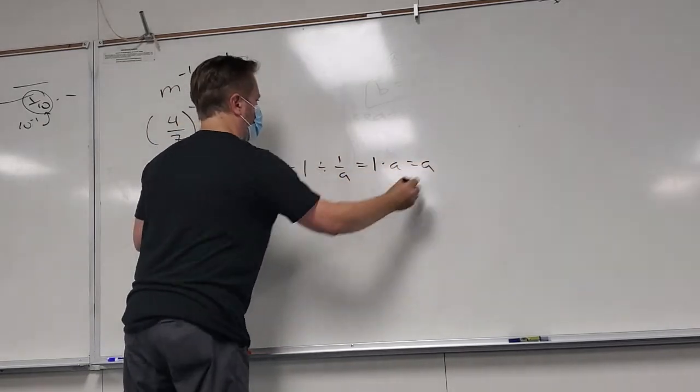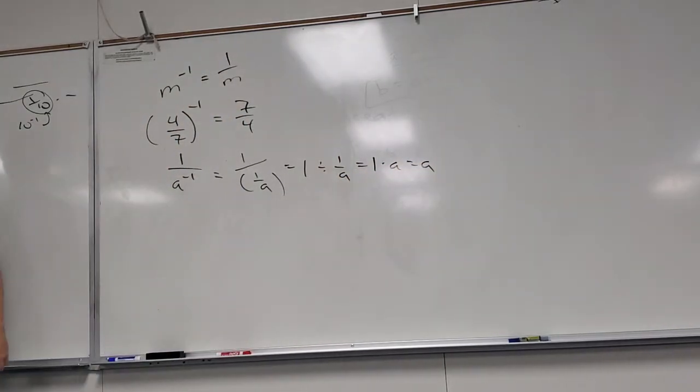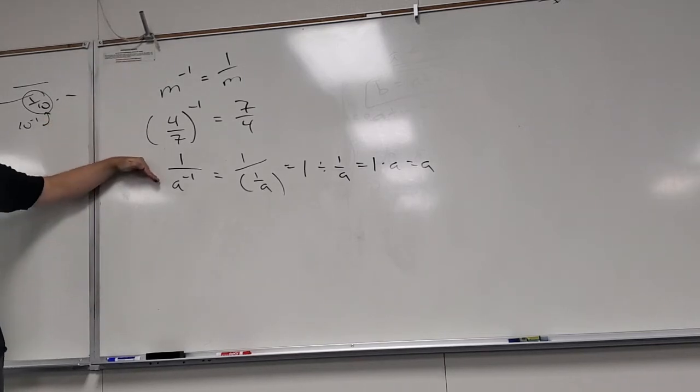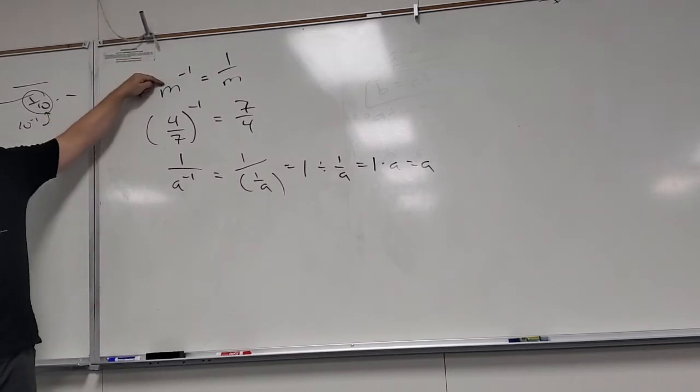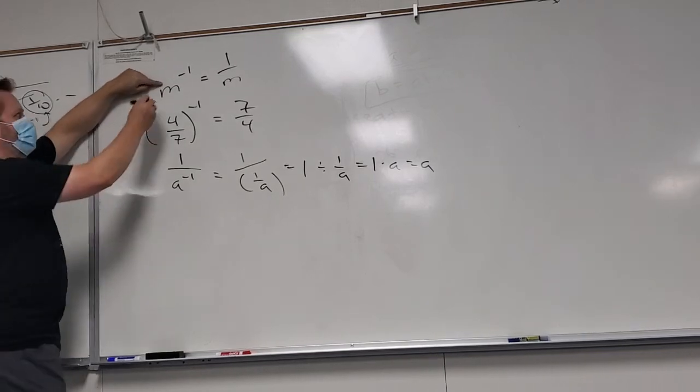What's that 1 times a? Freaking a. So what's the shortcut? Why were you all cool with this and not cool with that? I don't understand. Where is this m at the moment? Is it top or bottom, this m? Top. It's on the top.